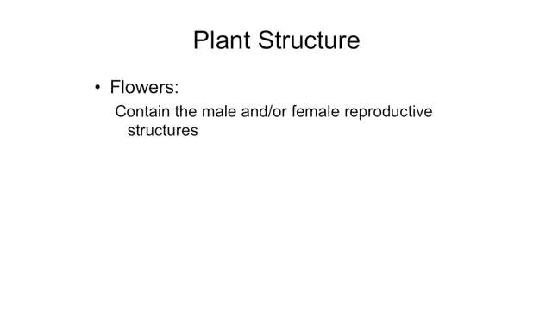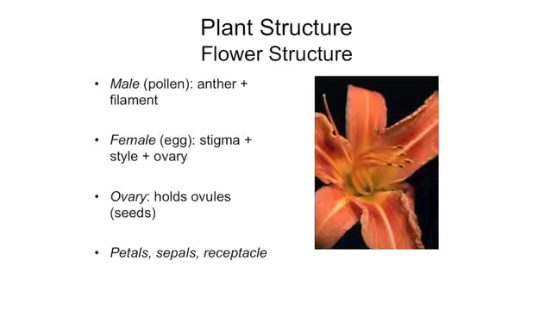Okay, flowers. One of the last parts of the plant we'll get to. They contain male and or female reproductive structures. Male is the pollen in the plant. It's maybe a little hard to see here, but the pollen sacs are on the tip here, and then this stem is the filament. This is the anther. This whole thing is the stamen, the term for the male part of the flower.